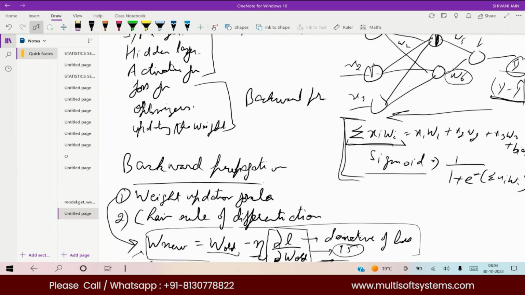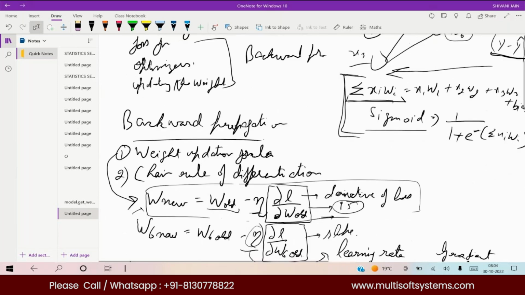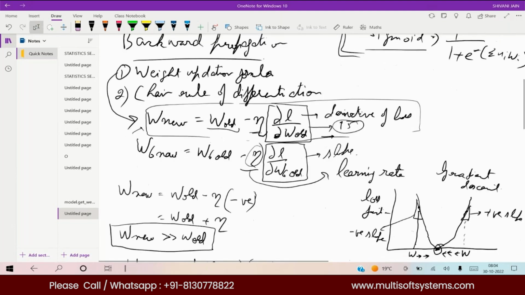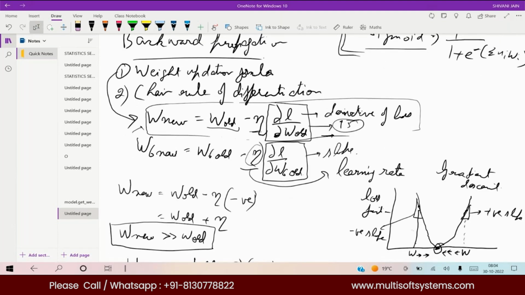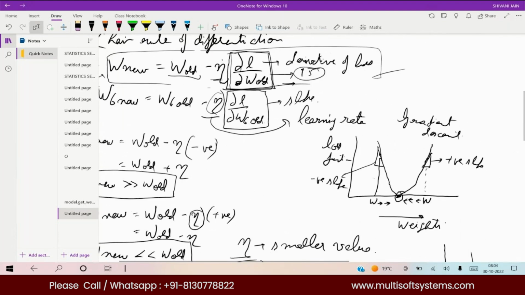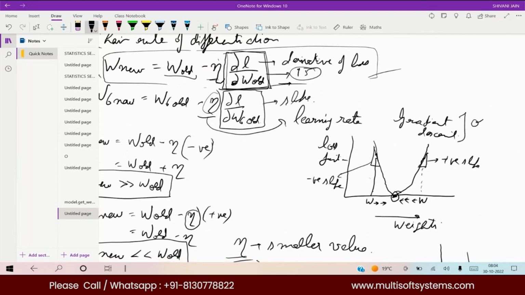Very important concept. In backward propagation, we have two things: one is the weight updation formula, and one is the chain rule of differentiation. This is my weight updation formula. This whole term is called the slope. This is the derivative of loss, this is the derivative of the weight, whichever weight you are considering. This is your learning rate, and the learning rate should always be a small value. This is what gradient descent is, your optimizer.